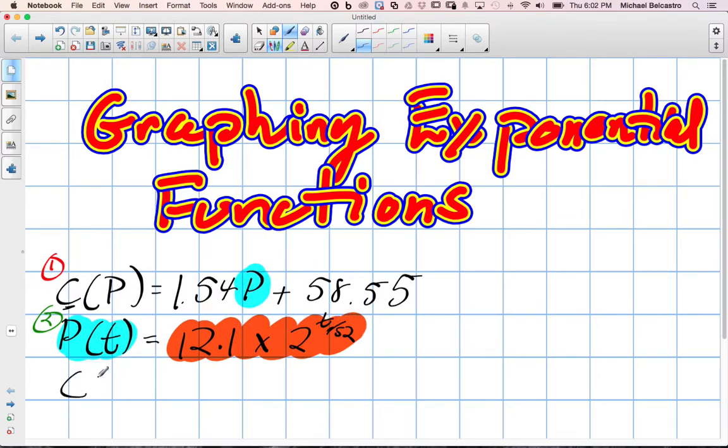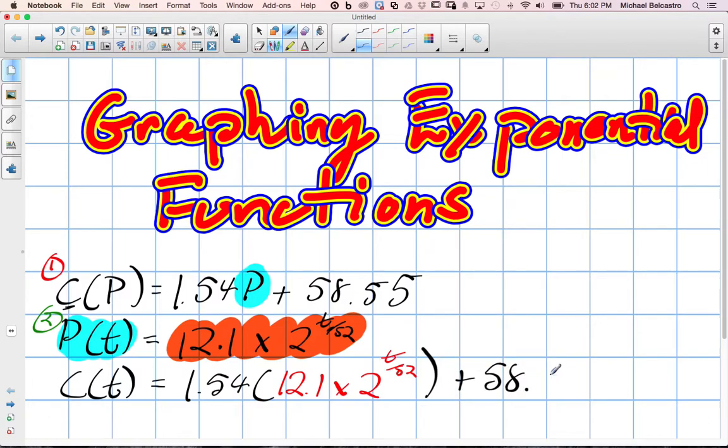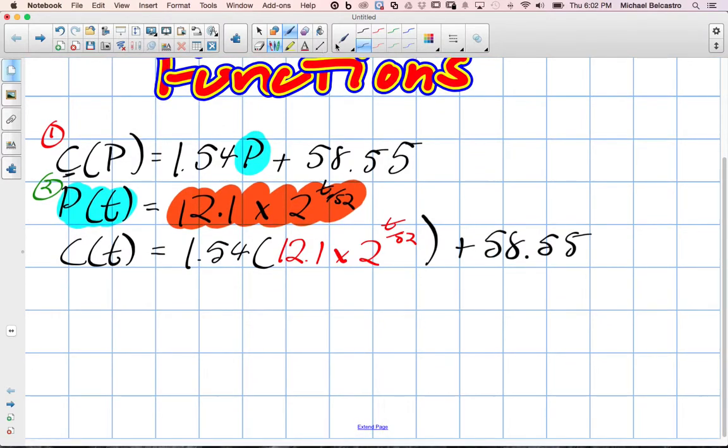So our new third equation will be C in terms of time, 1.54, and then we'll replace it with our 12.1 times 2 to the power of t over 52. Okay, and all of this is added to 58.55. So now this is a concentration with respect to time as time passes, and it's an exponential function. So we want to graph this.